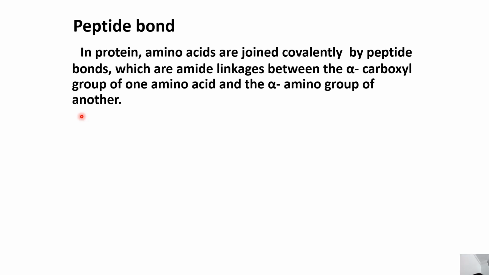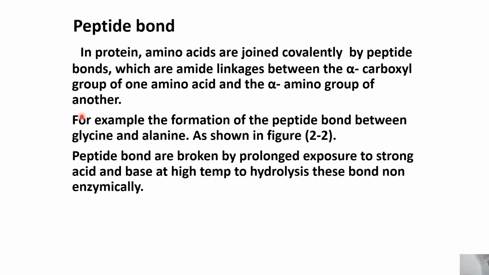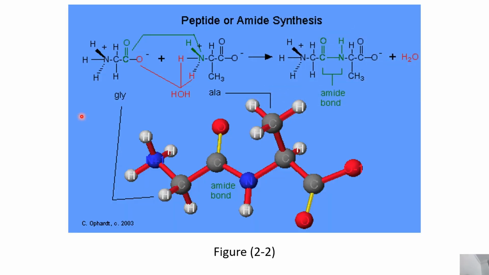Now, peptide bonds, again, we have discussed: in proteins, amino acids are covalently joined by peptide bonds. These bonds are amide linkages between the alpha carboxyl group of one amino acid and the alpha amino group of another. For example, the formation of a peptide bond between glycine and alanine. Peptide bonds are broken by prolonged exposure to strong acid or base at high temperature, through hydrolysis, and these bonds are not broken non-enzymatically under normal conditions. So this is the peptide or amide synthesis.